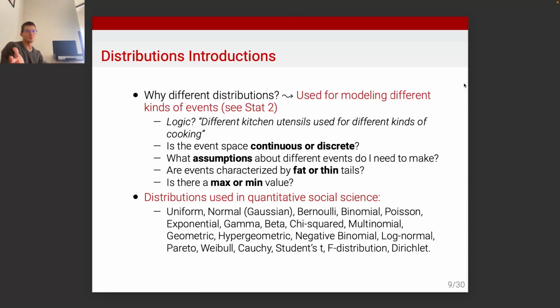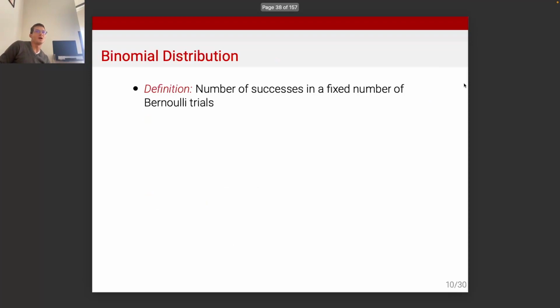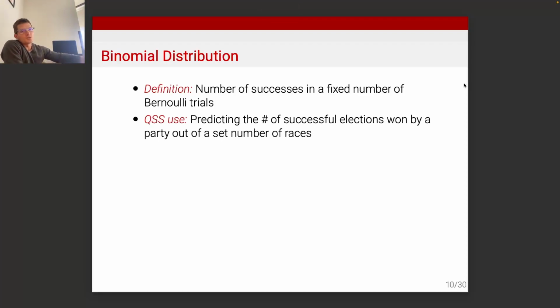Okay, so I'm just going to go through and review these different distributions. While I'm talking, think to yourself: what problem is relevant to my research where I could maybe use this distribution to model some important data source? The one distribution that we've talked a little bit about is the binomial distribution, and some of this is review by design, since it's always good to review things and see them a few different times. The binomial distribution can be used to model the number of successful elections won by a party out of a set number of races.